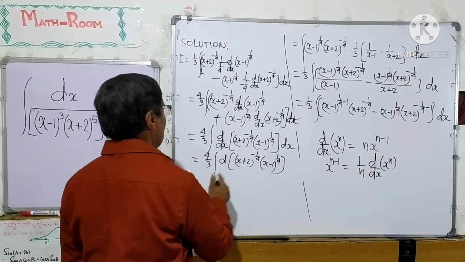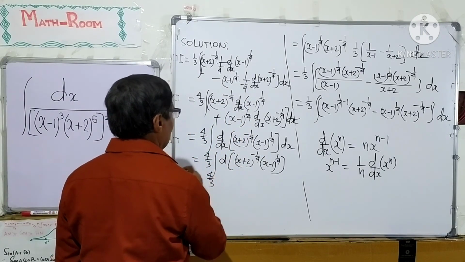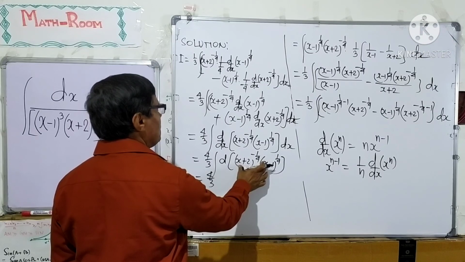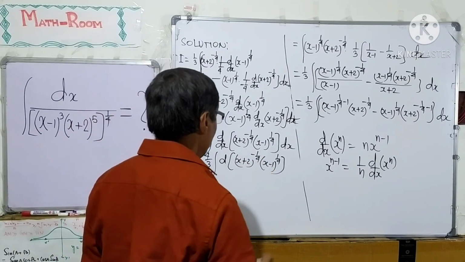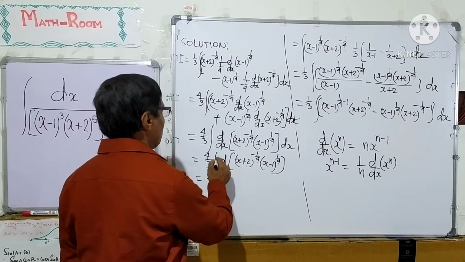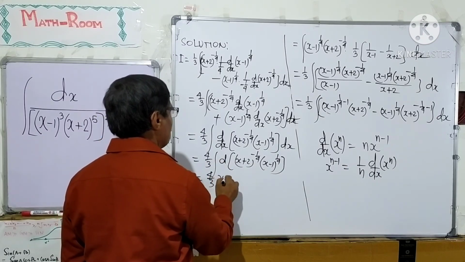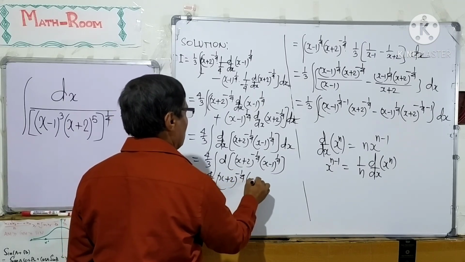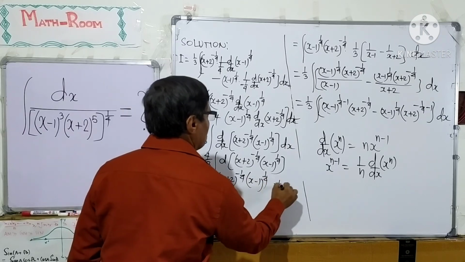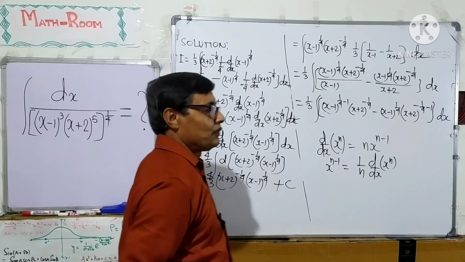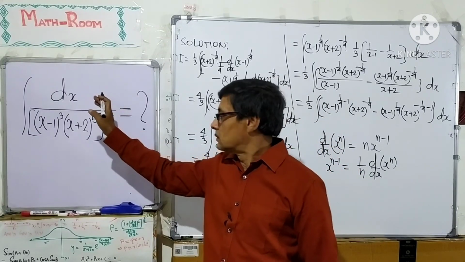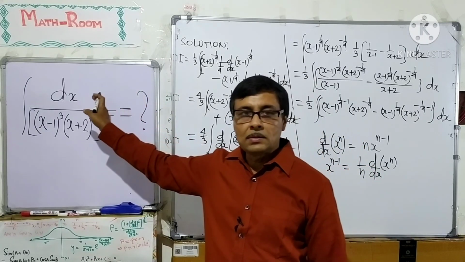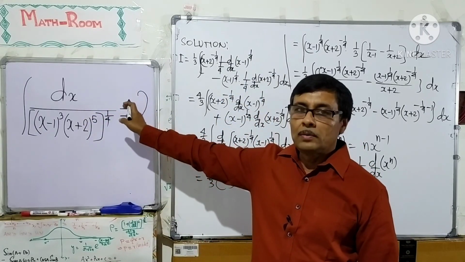So this integration is 4 over 3, and the integration of the differential of a function is the function itself. So the function is (x plus 2) to the power minus 1 over 4 into (x minus 1) to the power 1 over 4, plus the integration constant. So we have got the value of this integration. Thus, we have evaluated this integral.